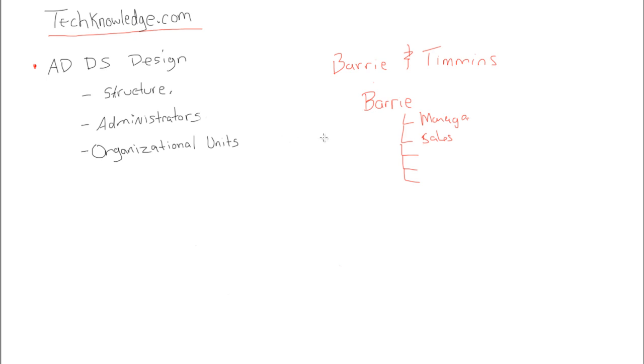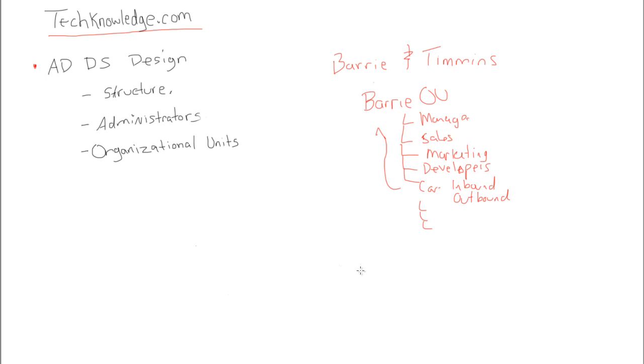Alright, so for instance, we got sales, we got marketing, we got developers, we got a whole bunch. We got call care, inbound and outbound, and there's more, but these are all gonna reside in the Barry OU.